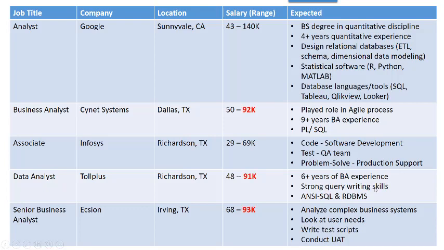Okay, so now we're looking at salaries. So we have 3 of these positions in the Dallas area that all have the same cap, or a very similar cap on their salaries. And then in California, it's 140, and even that is pretty low. So they have 43 to 140. In California, you can live in a parking lot and make $140,000 a year.